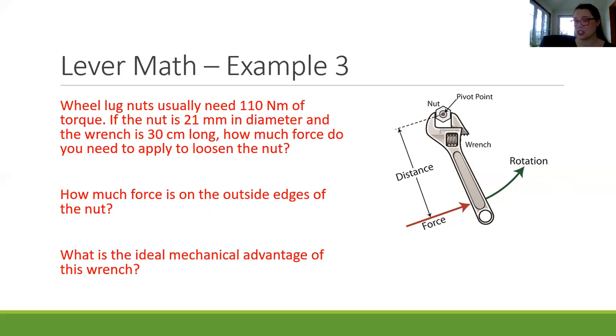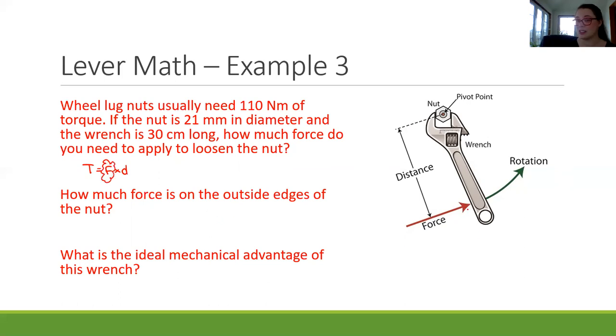This is one of those questions that you look at and you go, seriously, what are they asking? It's an easier question than you think. First of all, it tells you how much torque you have. What do you know about torque? Torque equals force times distance. So I can use torque to find out how much force I put on the wrench.